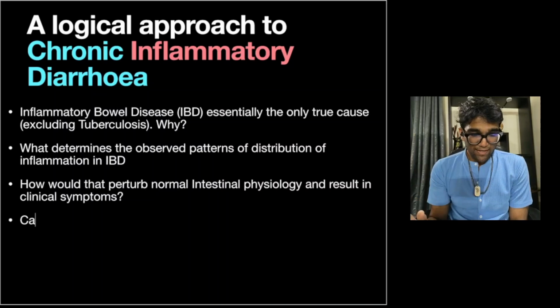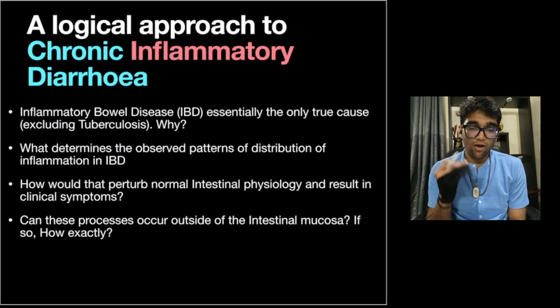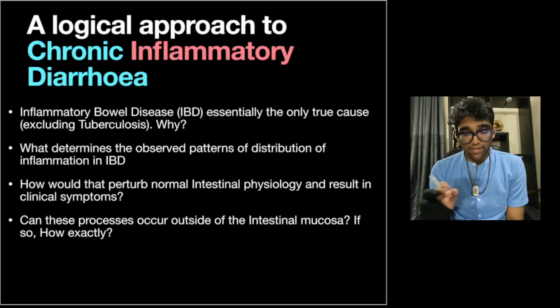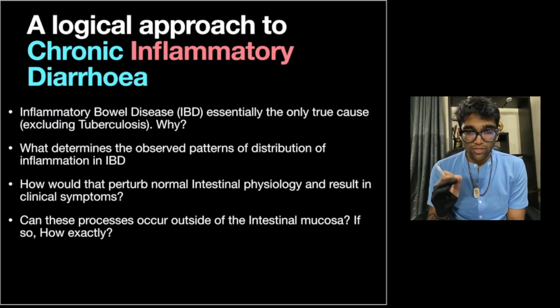Okay, now after that, can these processes occur outside of the intestinal mucosa? As in, can they extend from the intestinal mucosa outside, or occur independently at a different site because of common immunopathogenesis or underlying genetics? If so, how exactly? And I'll be enumerating the causes here. In the next discussion in this series, we'll be talking about the exact mechanisms and how they play out in each individual extraintestinal tissue. So I wanted to highlight that separately, though it is traditionally taught as the extraintestinal manifestations of IBD.